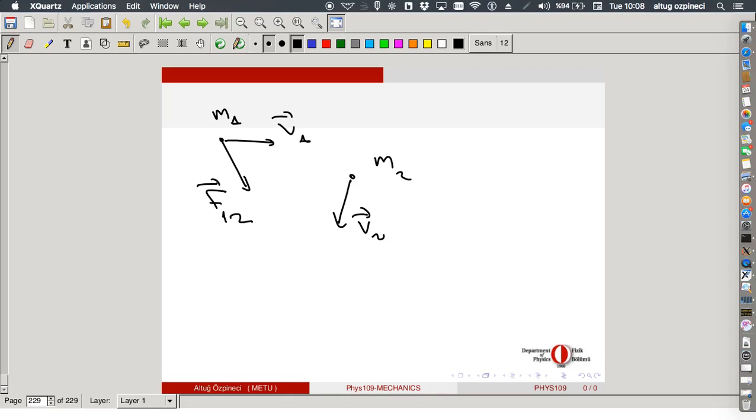And then we know Newton's third law. If Newton's third law is valid, then if this is the force exerted on mass 1 due to mass 2, there should be a similar force acting on mass 2 due to the mass 1. And Newton's third law just tells me that F12 is equal to minus F21.